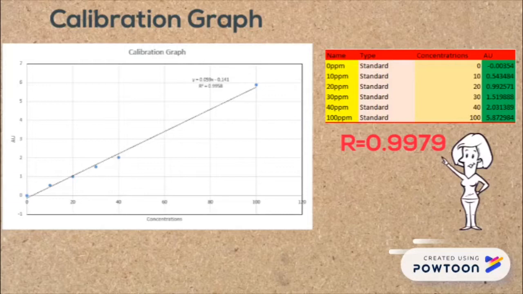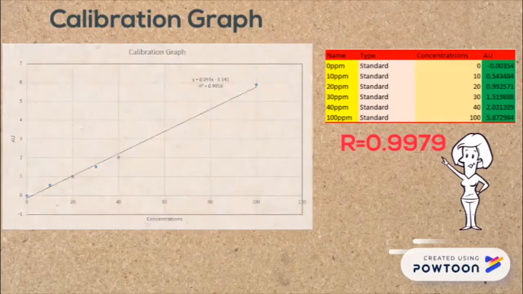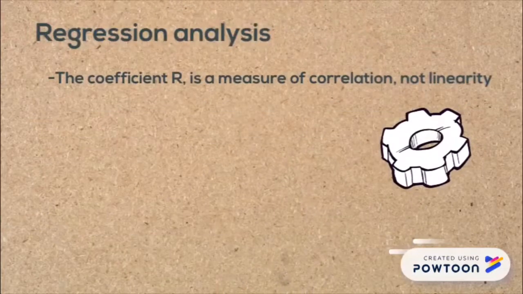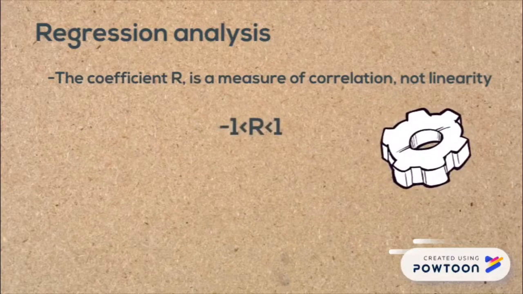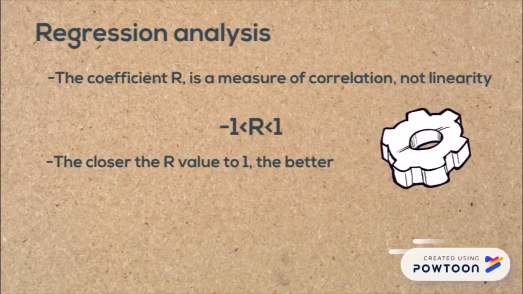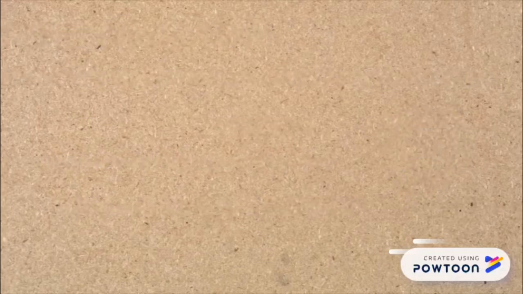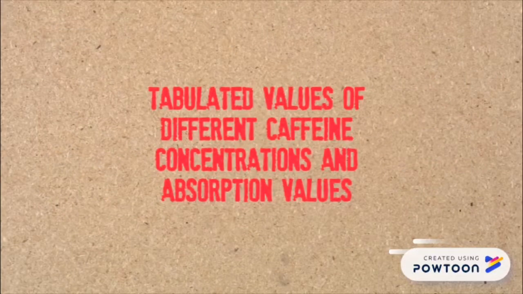The value of R square is 0.9958, hence R equals 0.9979. Coefficient R is a measure of the degree of correlation, not linearity. A lower value of R doesn't necessarily mean there is no correlation, but it could mean the relationship is not linear but still exists. As shown by the graph, X and Y are very closely correlated since R equals 0.9979. Let's take a look at the tabulated values of different caffeine concentrations and their absorption values.